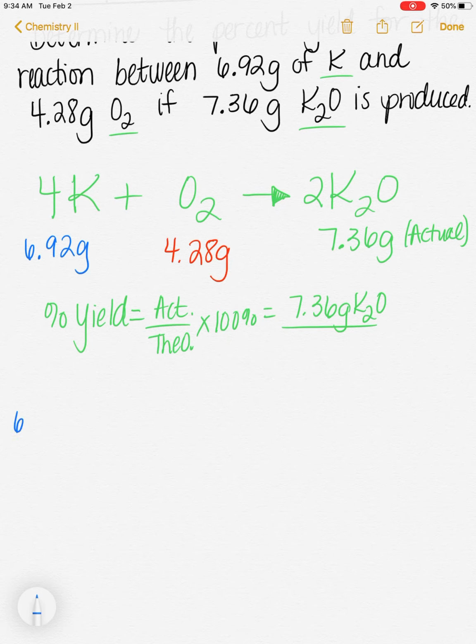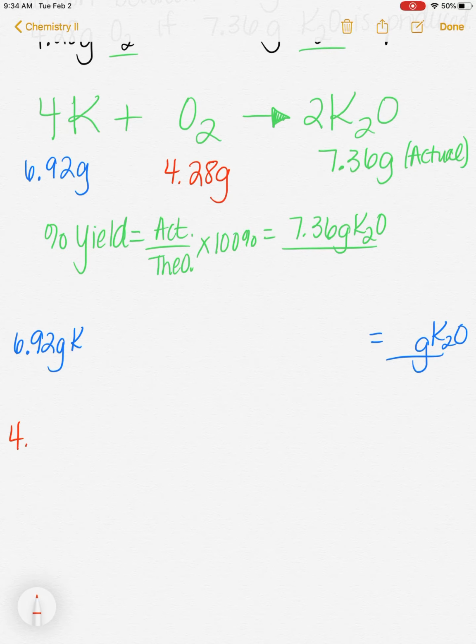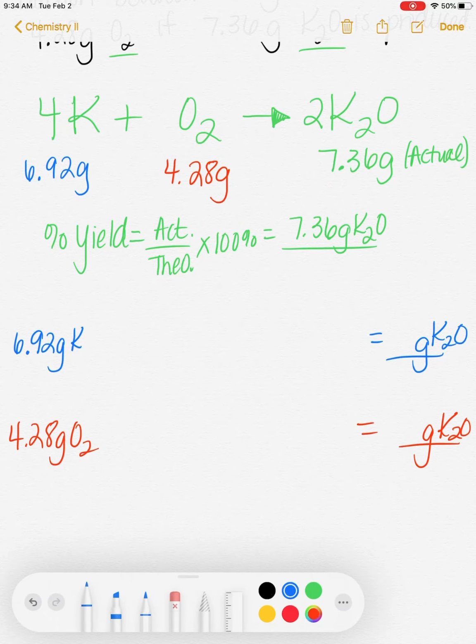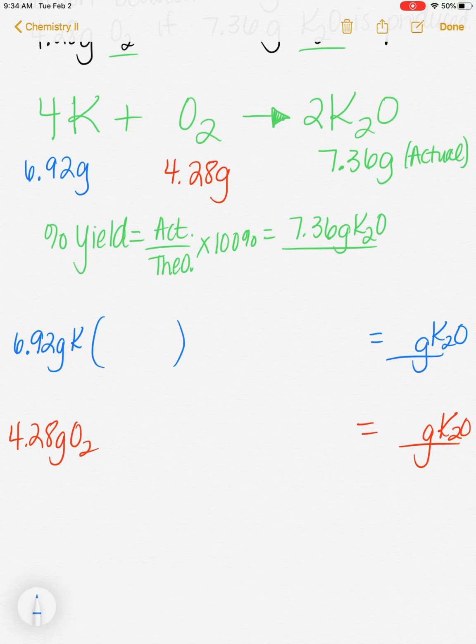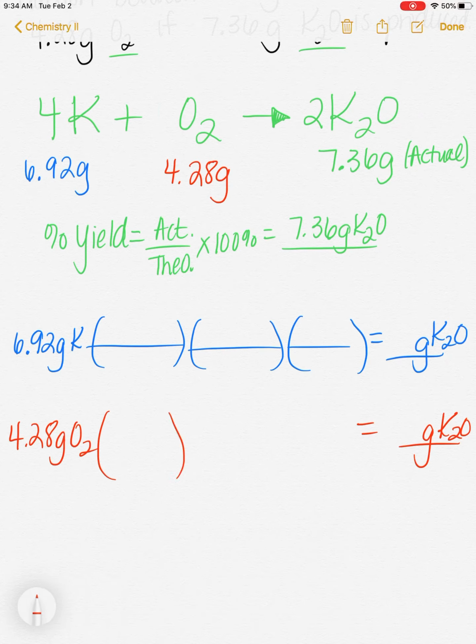So in order to decide what our theoretical yield is, we are going to have to convert the 6.92 grams of potassium into grams of K2O. But we are also going to have to convert the 4.28 grams of O2 into K2O and see which one is actually possible, which one's our limiting reactant. In both cases, going from grams of one substance to grams of another substance is a three-step conversion. So I'm going to draw in my three conversion factors here.